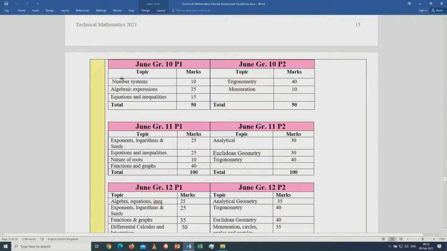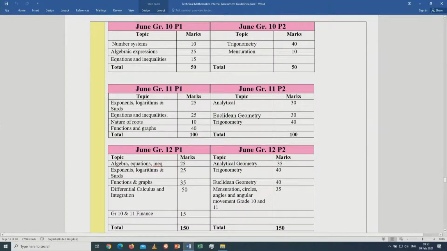Grade 10, paper 1, number systems, 10 marks, algebraic expressions, 25, equations and inequalities, 15, and that will be 50. And you look at June, paper 2, this is for June. Paper 2, trigonometry, 40 marks, mensuration, 10 marks, and that will be what? 50 marks. The same applies with grade 11, paper 1, you can see it's exponent, logs and sets, 25 marks, equations and inequalities, 25 marks, nature of roots, 10, functions and graph, 40 marks, and that is 100.